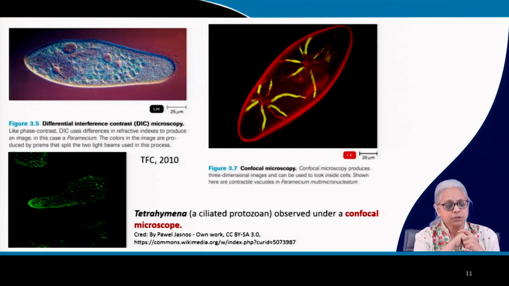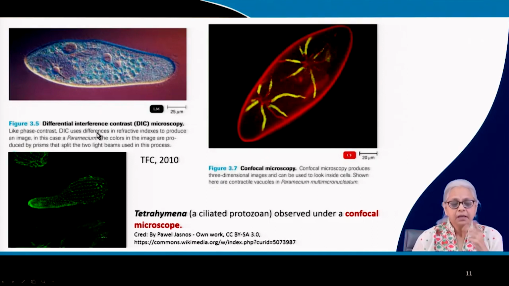So here are some examples of both DIC microscopes and confocal microscopes. In the phase contrast, the two are similar. Phase contrast and DIC use differences in refractive indices of the different cell organelles to produce an image. And this is a paramecium. We have already seen several bright field images of paramecium, and this is a DIC image of a paramecium. And then we have confocal microscope images. So here are 3D images again of a paramecium, and the enhanced organelle is these contractile vacuoles within the cell.